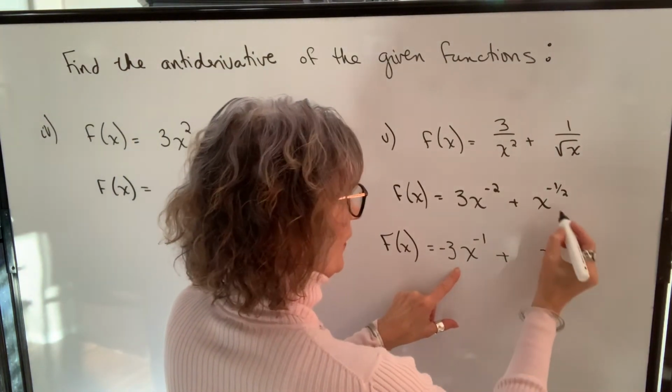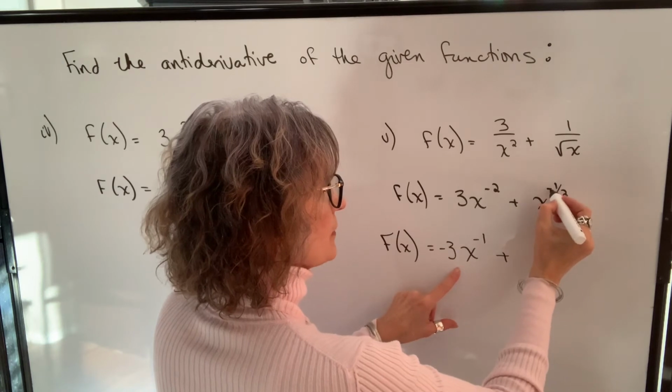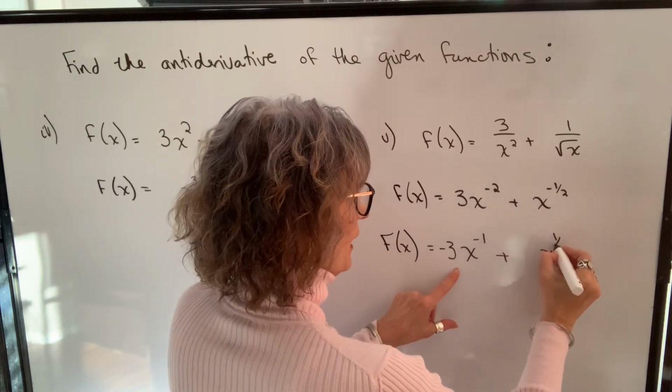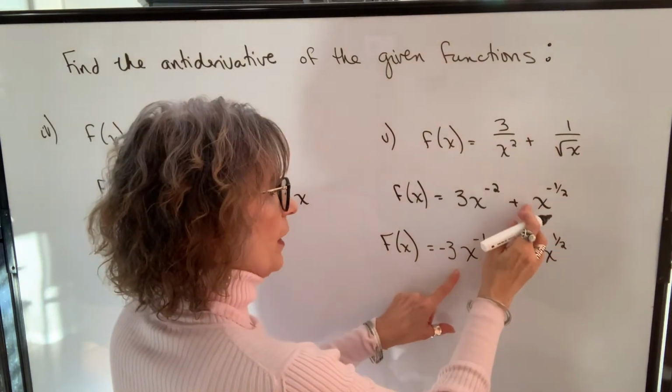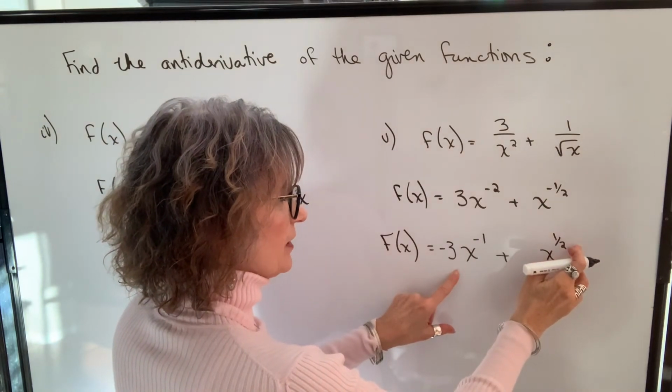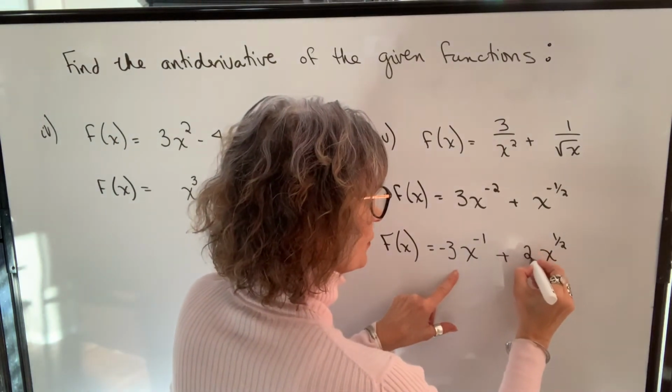Same thing here. I start with the power of x. I add a 1 to it. So negative 1/2 plus 1 is 1/2. I take 1 and I divide by my new exponent. So 1 divided by 1/2 is equal to 2.